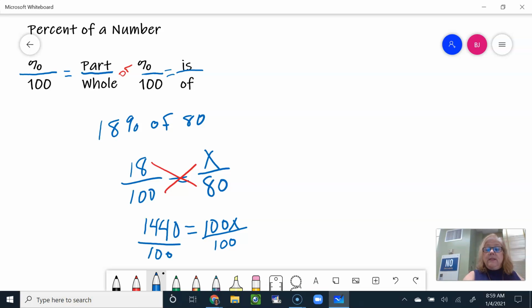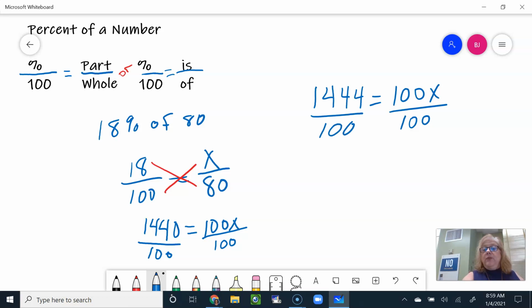I'm going to rewrite this because I've kind of run out of room down there. So we're going to have 1,440 equals 100x. Remember, we divide by 100. Remember that 100 over 100 equals 1. So that's going to be 1x. We don't need to write 1x. We just write x equals.